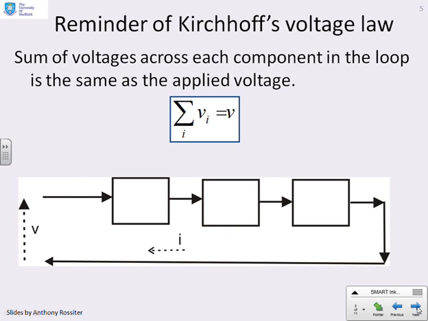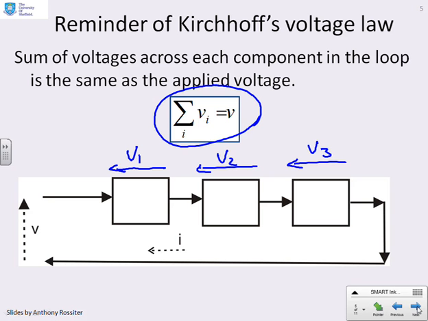What happens then if we've got lots of components in the same loop? And this slide reminds us of what Kirchhoff's voltage law says. What we need to do first is say, okay, what voltage is going across each component? So we'll put V1 across that component, V2 across that component, V3 across that component. And what Kirchhoff's voltage law says is that as you go round the loop, the voltages across each component must add up to the voltage supplied.